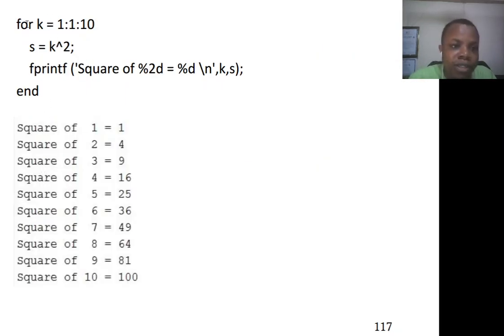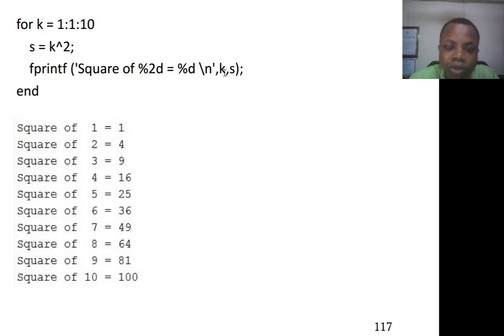So for instance, suppose that we have this function s equal to k squared, and we are going to loop from 1 up to 10 with an increment of 1. So this is just going to find the square for each of them. When k is equal to 1, it computes k squared and prints out this output. So this is going to print the square of k, remember we are going to use %d, which will be an integer, and the rest follows.